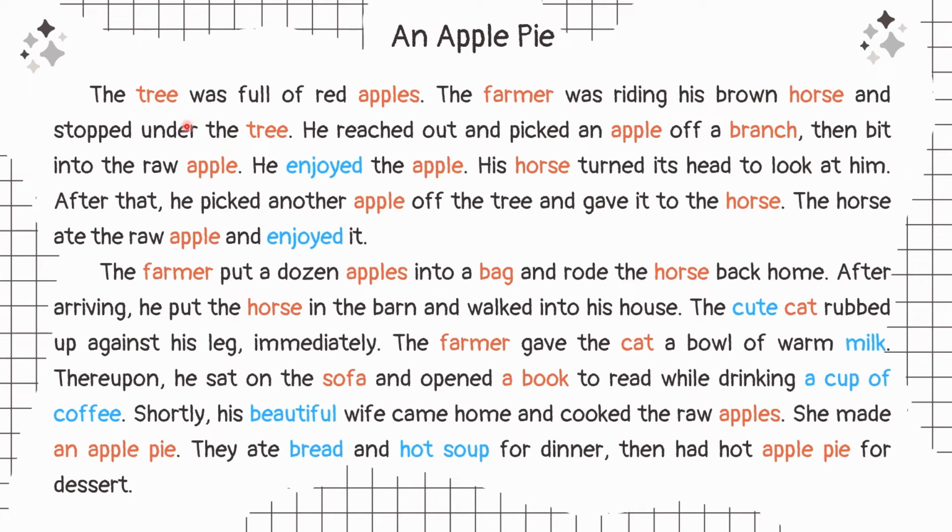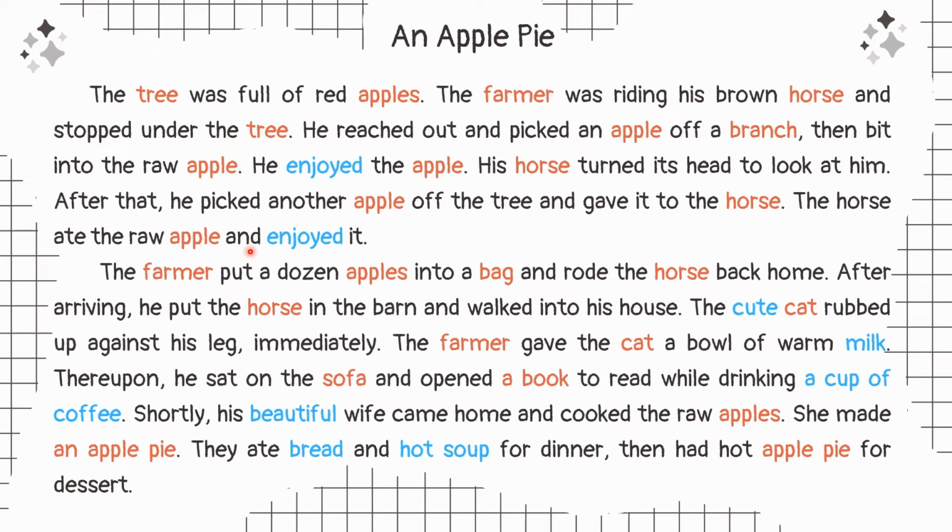Then he bit into the raw apple. Apple, countable. He enjoyed the apple. Enjoy is uncountable because it is an abstract idea. Again, apple is countable. His horse, countable, turned its head to look at him. After that, he picked another apple, countable, off the tree, and gave it to the horse. The horse ate the raw apple, countable, and enjoyed it, uncountable.